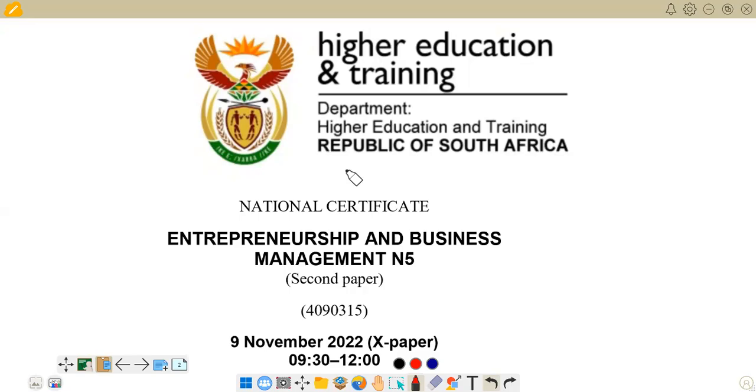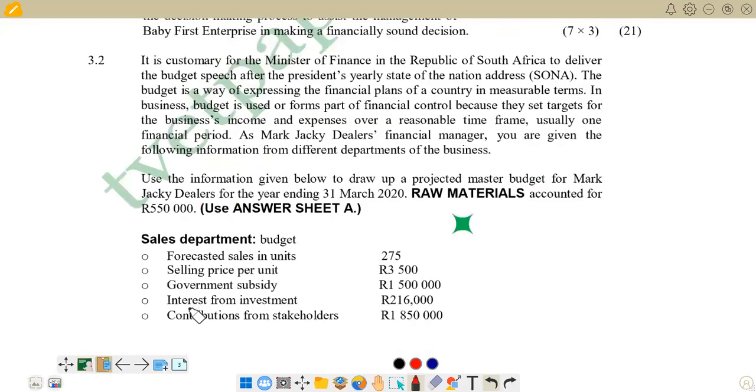Today, we want to look at a question paper from November 2022. So this question paper that we have, we are going to look specifically at question 3, part 3.2. That question is on the preparation of a projected master budget. So we can go to our question. So this is the question that we have, question 3.2.